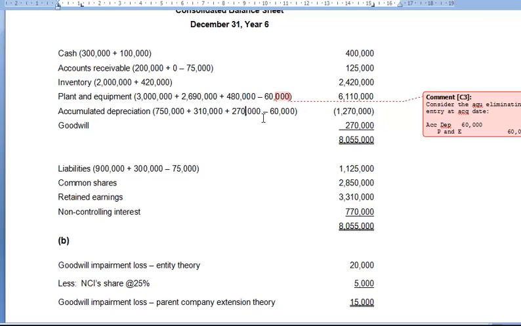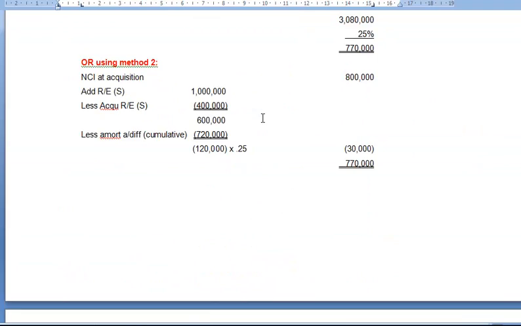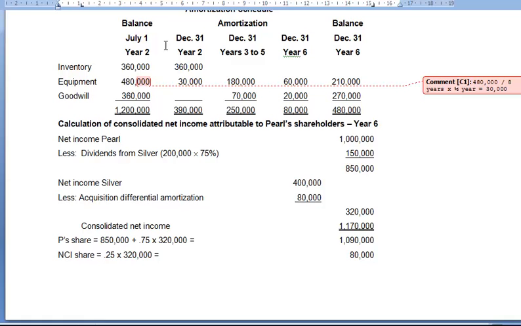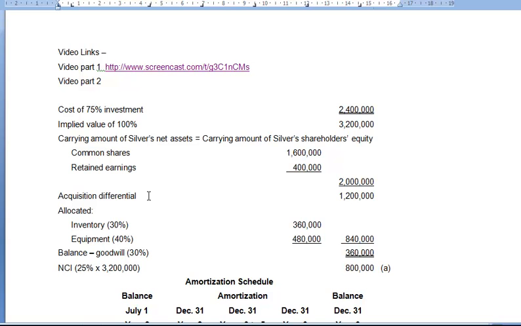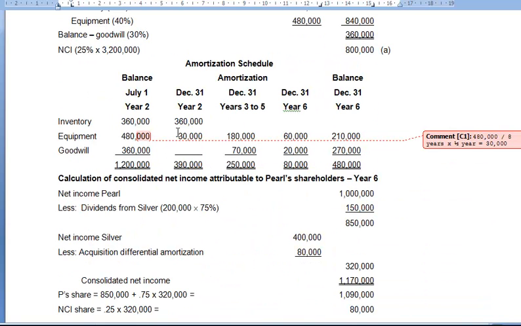480 less 270. How do we know? Well, you got it up here. You did it up here. Here it is right here in this line. You said that the fair value increment on the plant and equipment at net was 480, right? We calculated that up here because they told you that 40% of the acquisition differential goes to equipment. And we've been amortizing it all the way to the end of year 6, we amortized 270, and that gives us a net balance of 210.